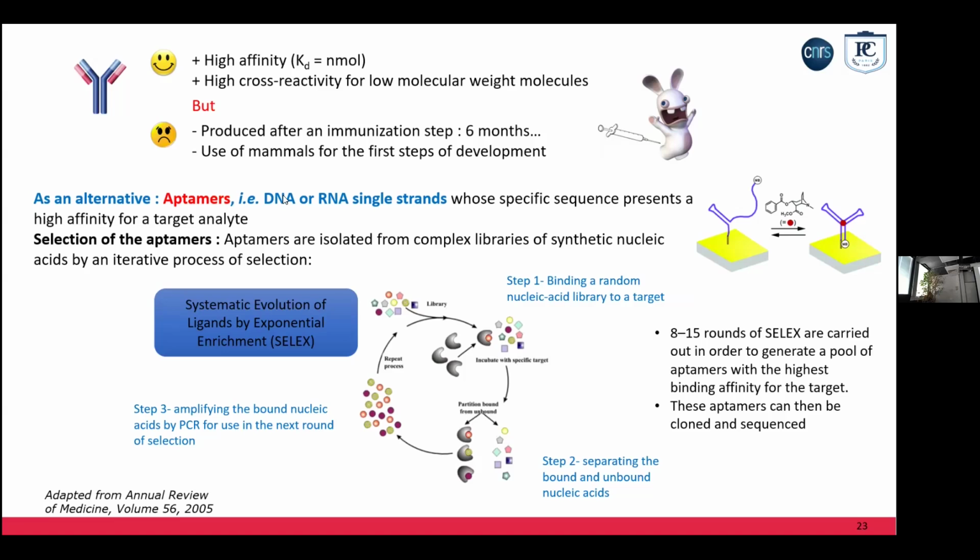I don't have enough people in my lab to try to develop this part. This is well done by other groups. So I just have to wait for the sequence that works well for my targets. But in my lab, we are working on proof of concept.